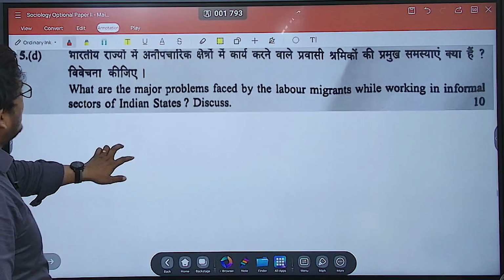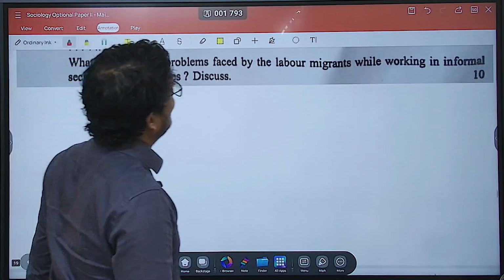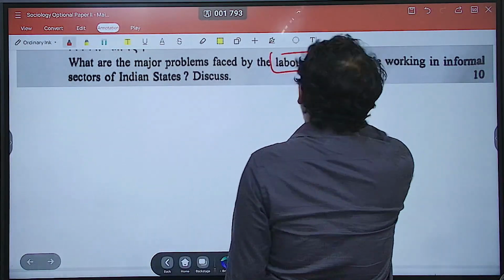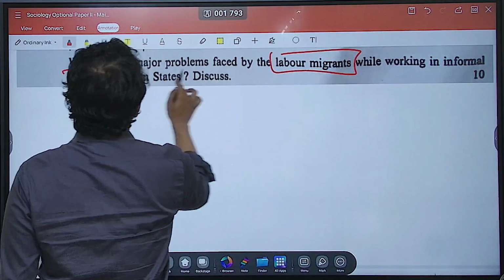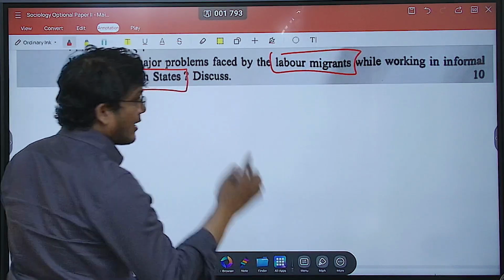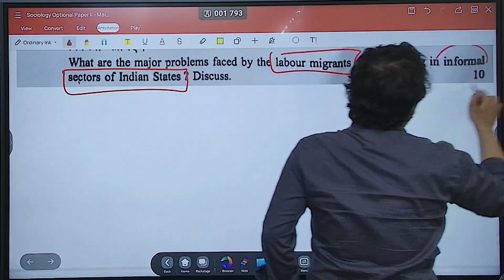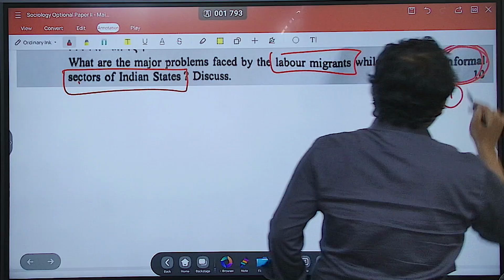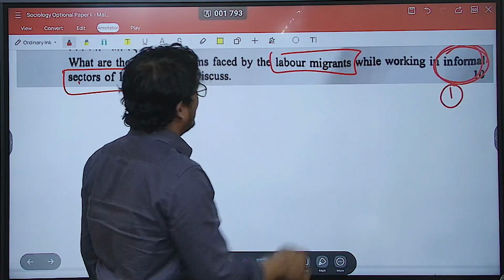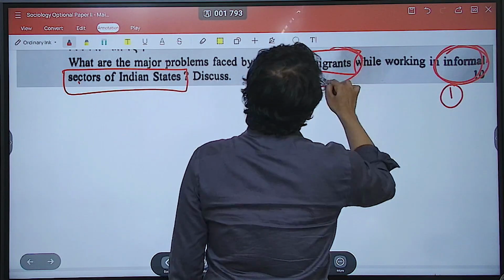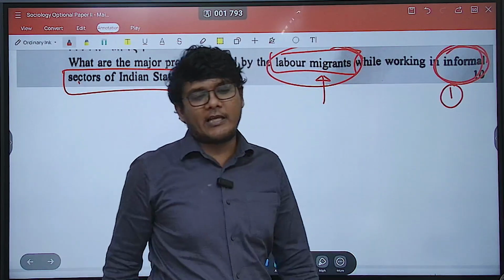What are the major problems faced by the labor migrants while working in the informal sector in India? Now remember, there are two things that they are mentioning here. One, the sector is the informal sector. This is the first thing, so they will face certain issues. Next, they are labor who are migrants. This is the second issue that they will face.